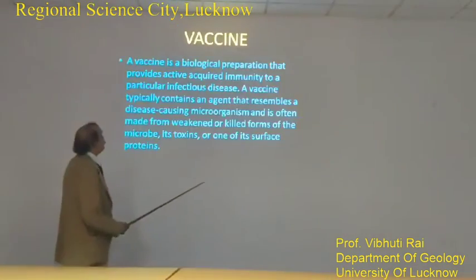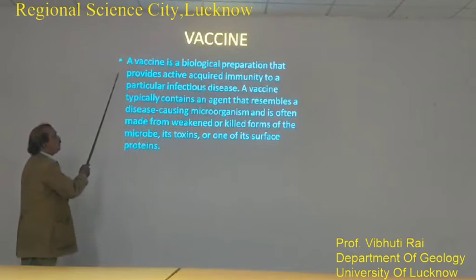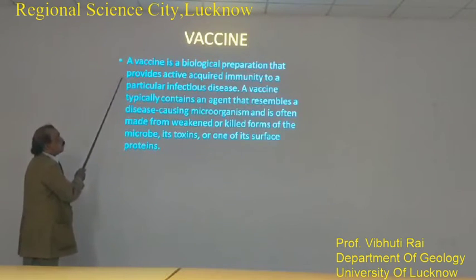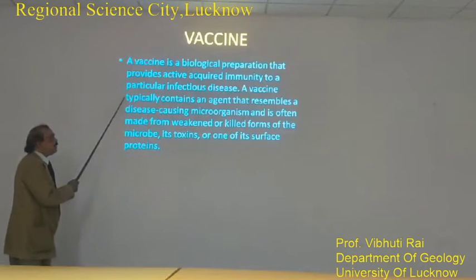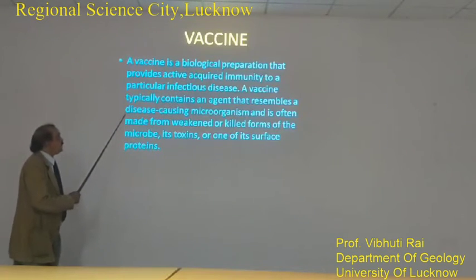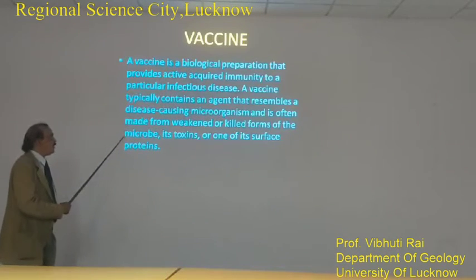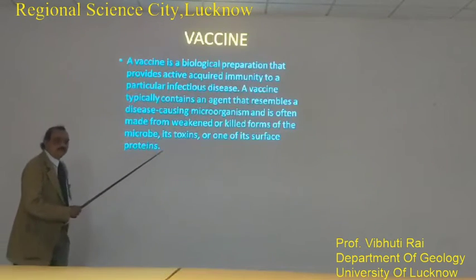Next please. Now vaccines. Let's see what a vaccine is. A vaccine is a biological preparation that provides active acquired immunity to a particular infectious disease. A vaccine typically contains an agent that resembles disease-causing microorganisms and is often made from weakened or killed forms of the microbe, its toxins or one of its surface proteins. Next please.